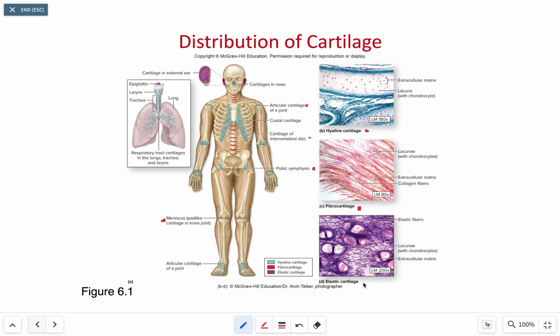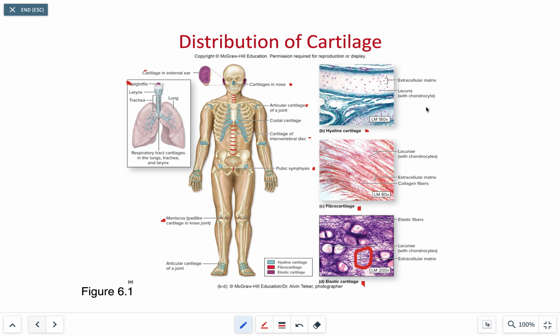And finally, the last one is going to be the elastic cartilage. The elastic cartilage has highly branched elastic fibers, shown here in the slide. It's highly flexible. It is surrounded also by a perichondrium. We see this located in the cartilage of the nose. We also see it in the ears. We also see it located in the epiglottis.